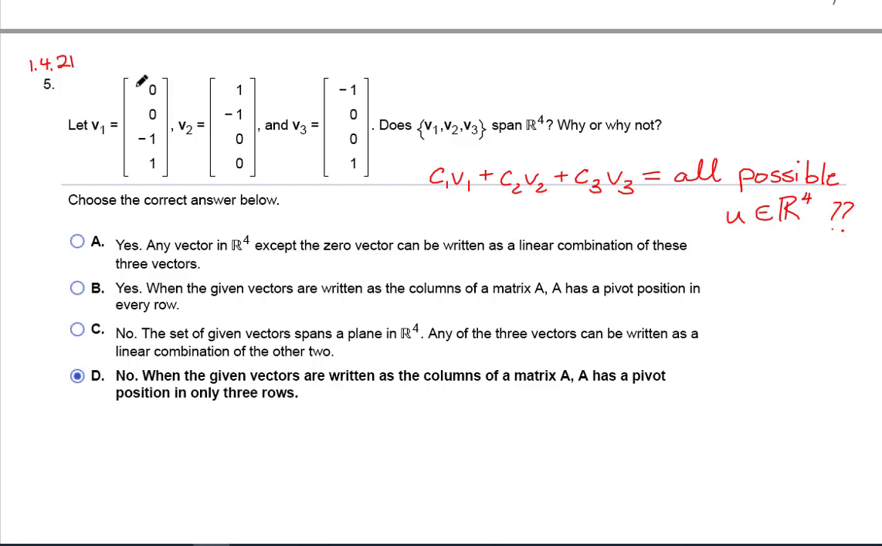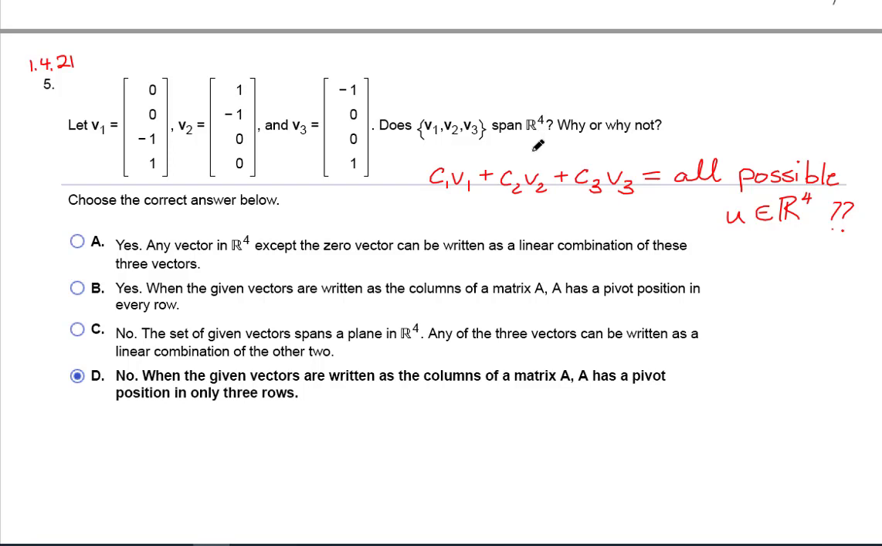Well, let's see, the vectors look right: 1, 2, 3, 4. So there are 4 elements there. That is a member of R4. The problem is I only have 3 vectors. And it turns out that to be able to span the space, I have to have as many vectors as the dimension of the space.